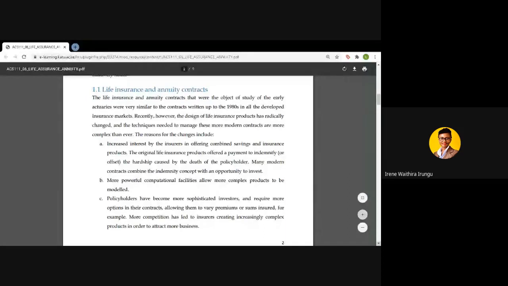And the first reason is that there has been increased interest in insurers, that is the life insurance companies, in offering the element of both savings and insurance. So a key distinction between the traditional ones and the modern ones is that the traditional ones only offered the element of insurance. However, they did not give the policyholder or the insured party the chance to actually make a savings out of the product. So that's why there has been that evolution from traditional to modern.